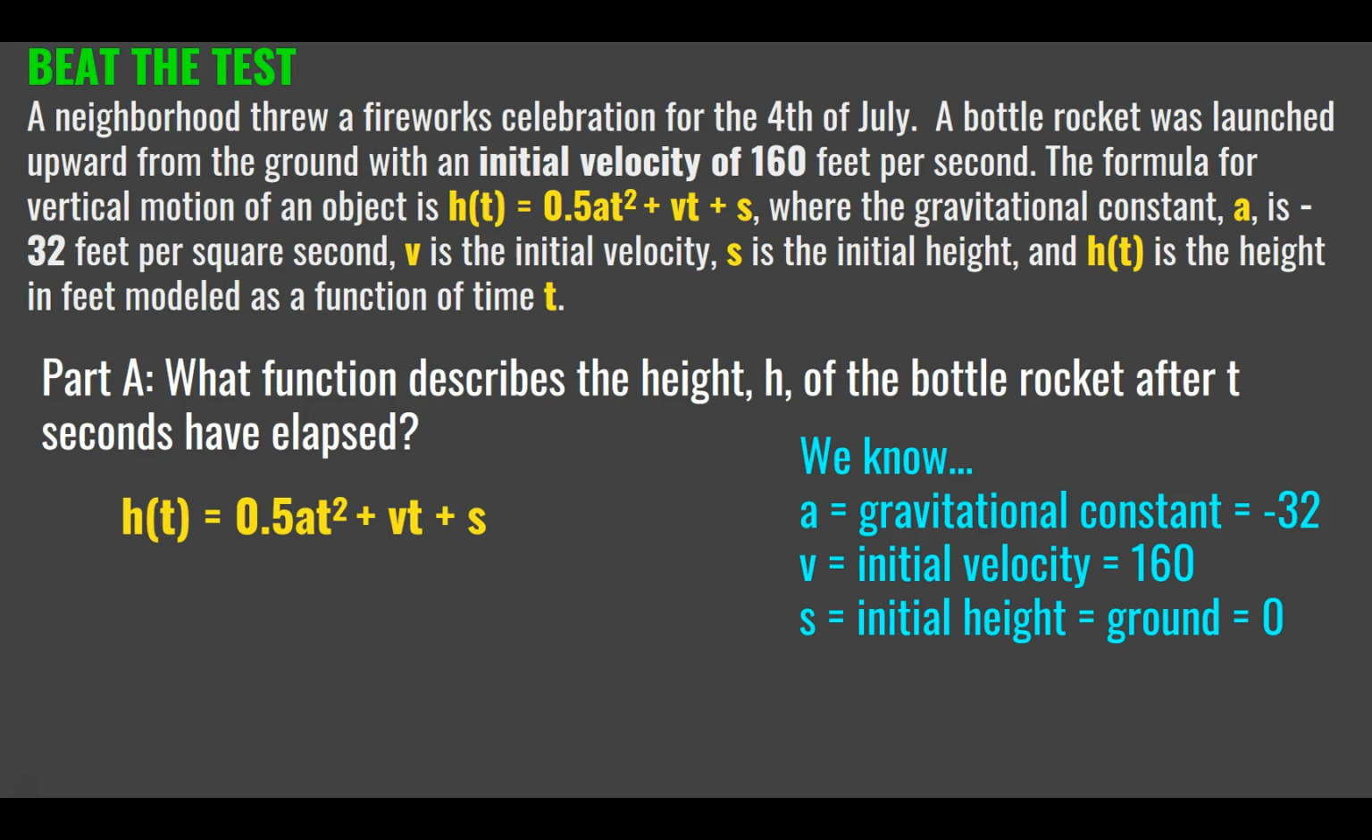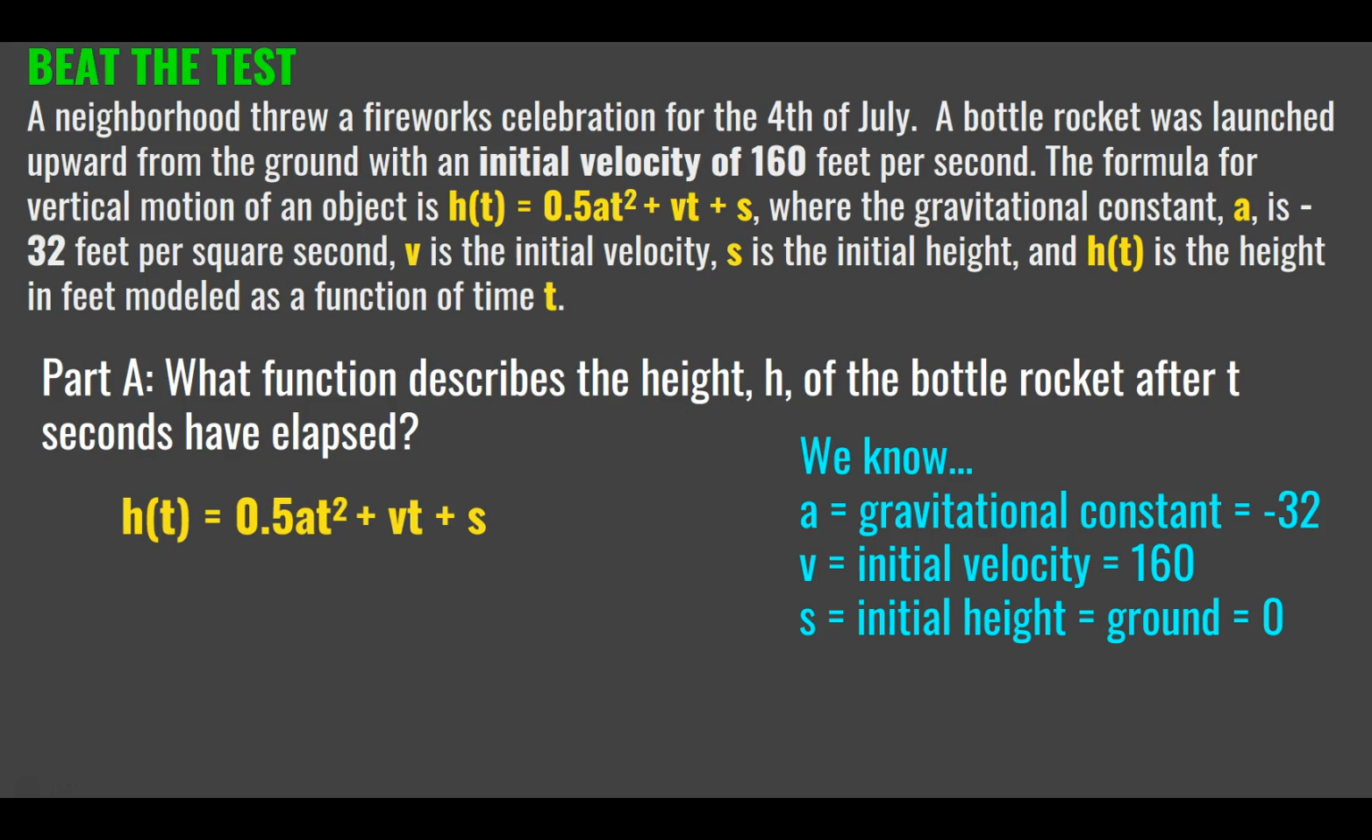They told me my gravitational constant is negative 32. They told me my initial velocity is 160. How do I know my initial height is 0? It's on the ground. Yeah, so if we're on the ground, it has to be 0. Okay? We know these pieces. So since I know a equals negative 32, v equals 160, and s equals 0, what can I do with that? Plug them in. Yeah, let's plug them into my function.